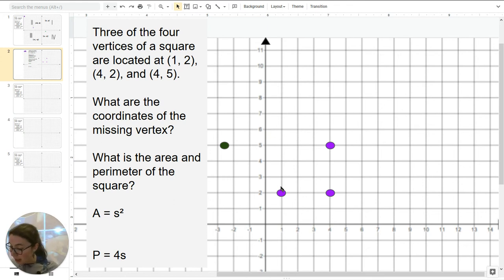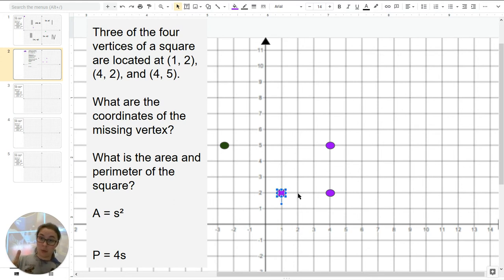So we're going to start by figuring out how long each of our sides are. Well, we can just count them pretty easily looking at our graph. This point here, 1, 2, 2, 2, 3, 2, 4, 2. It takes 3 steps to get from one point to another. So our side length for our square is 3 units. Our x goes from 1 to 4. So we are going from 1, 2 to 4, 2, which means our points are 3 units apart.